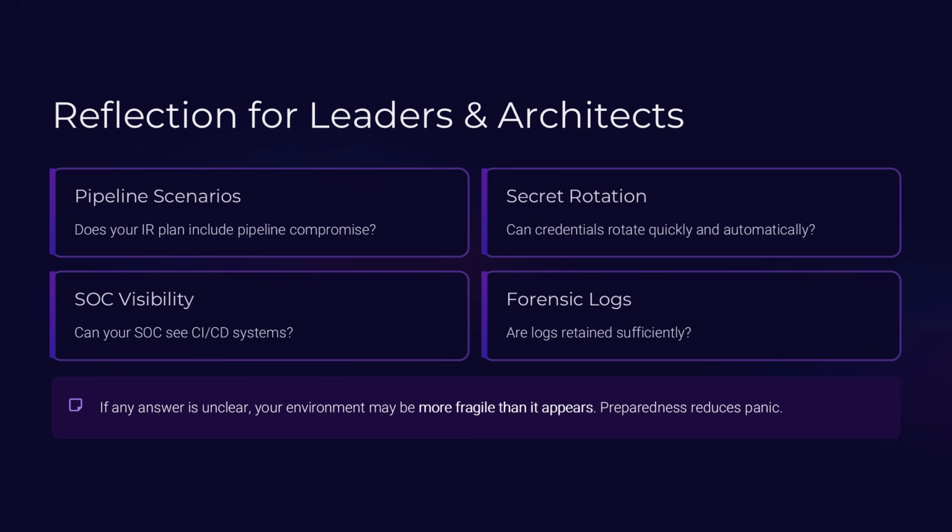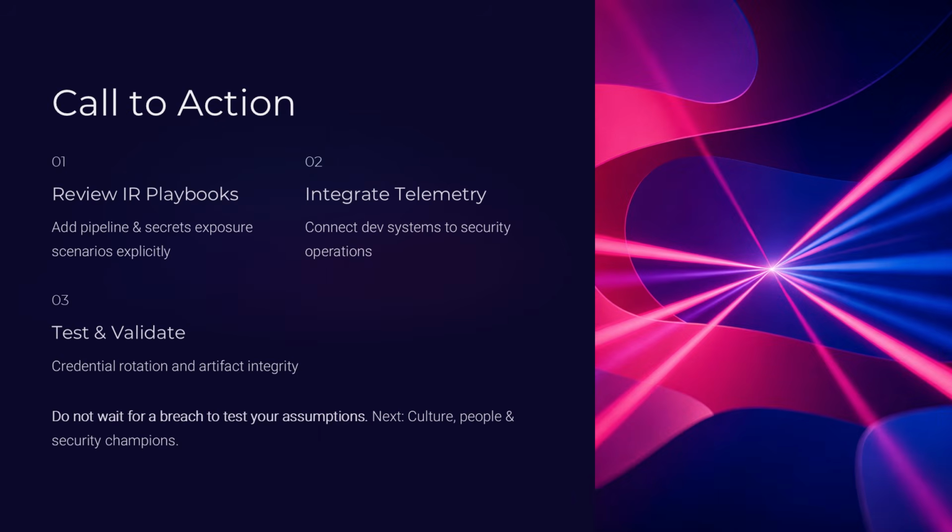Preparedness reduces panic. If this lecture has reshaped how you view incident response in DevSecOps environments, act decisively. Review your incident response playbooks. Add pipeline compromise and secrets exposure scenarios explicitly. Ensure telemetry integration between development and security operations. Test your credential rotation process. Validate your artifact integrity model. Do not wait for a breach to test your assumptions.